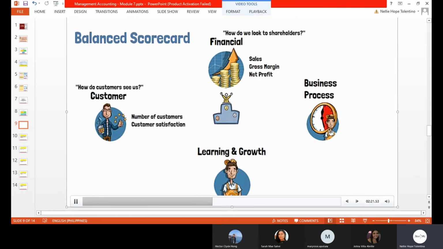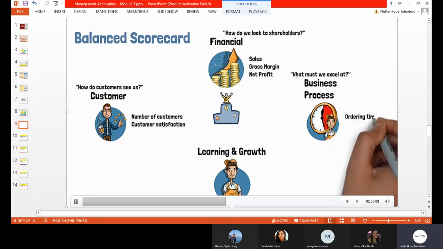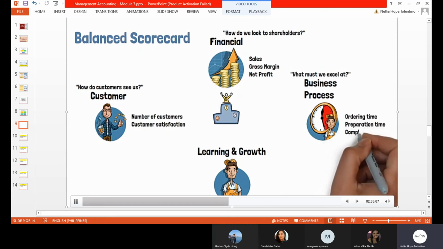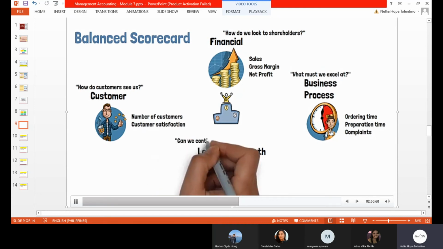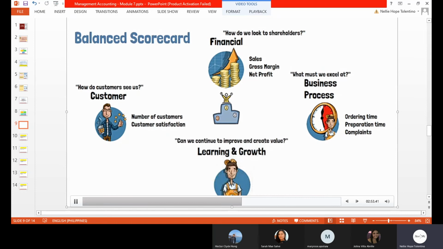In order to do well along the customer dimension, a company must do its work well. This is measured by the business process perspective and deals with the question, what must we be good at in order to succeed as a business? Performance indicators here can include the time taking to process an order, time needed to prepare a coffee, and the number of complaints or quality incidents. Finally, a company needs to keep on learning and improving. The question, can we continue to improve and create value, is captured in the learning and growth perspective, with measures that can include the skills acquired by company employees or the development of new items on the menu.